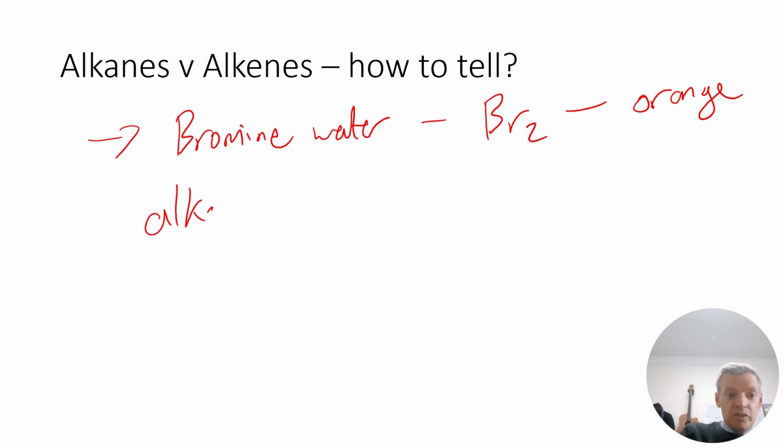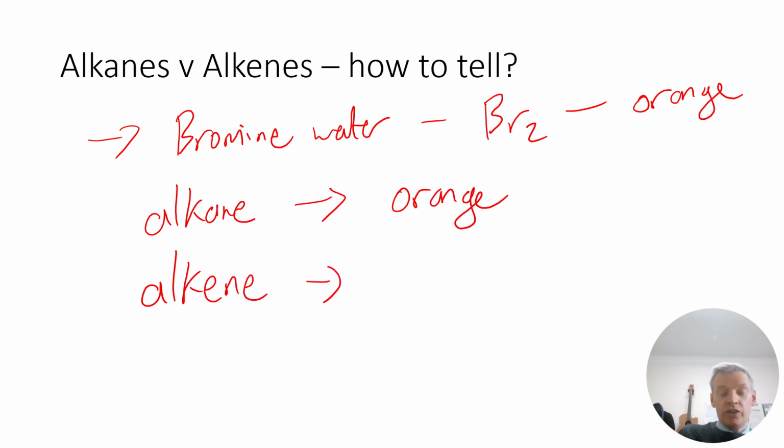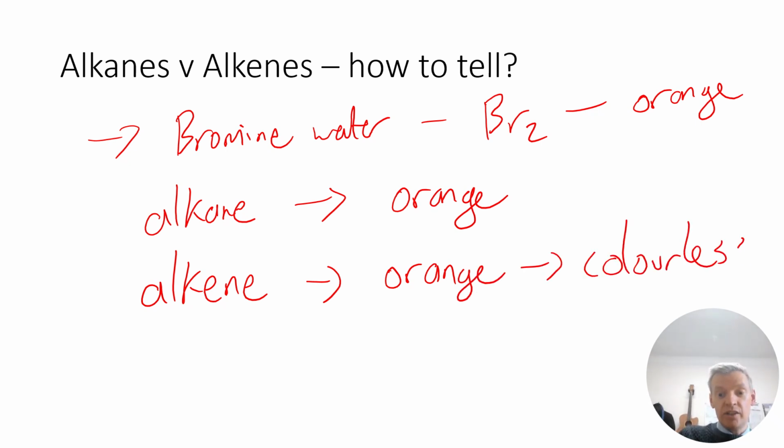The alkane won't react. As long as there's no UV light there, it's not going to react. And therefore, your bromine water is just going to stay orange. Whereas your alkene, much more reactive, your solution is going to go from orange to colourless. Very important that you write colourless. And the reason for that is because the bromine has been added on to the alkene, which changes the colour of the solution. So alkanes stay orange, alkenes go from orange to colourless. That's pretty much it for alkenes.